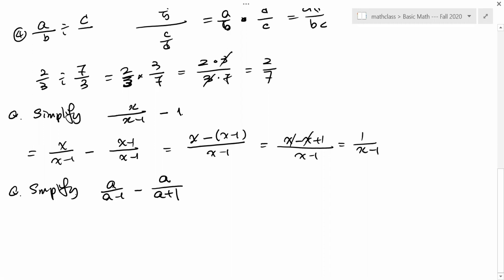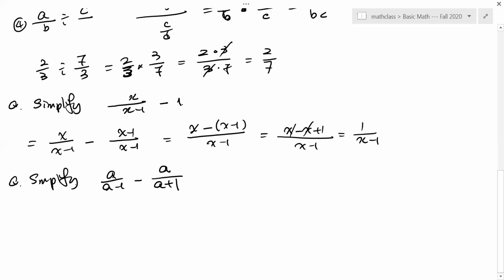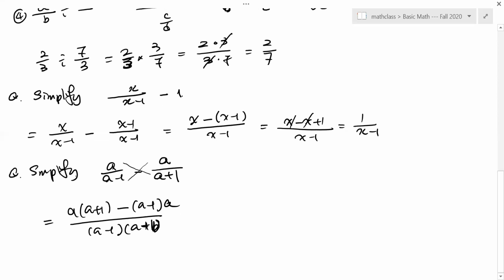All right. Look at this. Look at the difference of these two fractions that do not have a common denominator. Can you simplify it? Well, you can use a formula. The formula says that it will be the product of the two denominators, then the difference of the cross products: a times a plus 1, minus a minus 1 times a. So all you have to do is simplify the numerator.